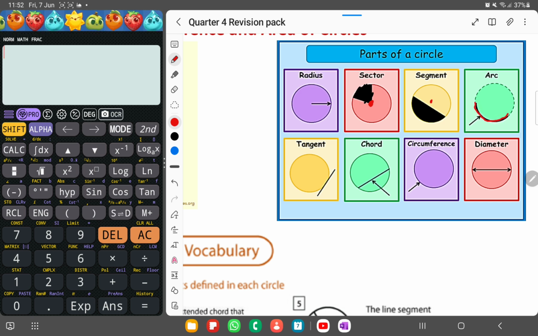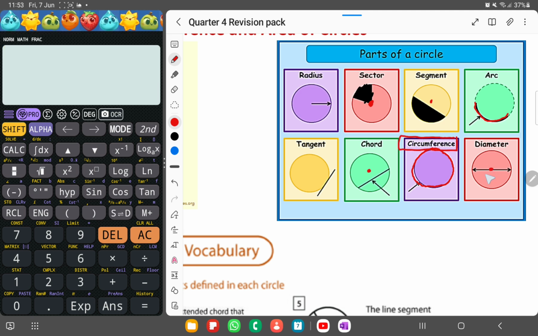Tangent is a line that touches the circle from outside. The chord is a line that's inside but doesn't pass through the center. Circumference is the whole thing around the circle. If you got a rope and you put it around the circle to measure it, the length of it is called the circumference.